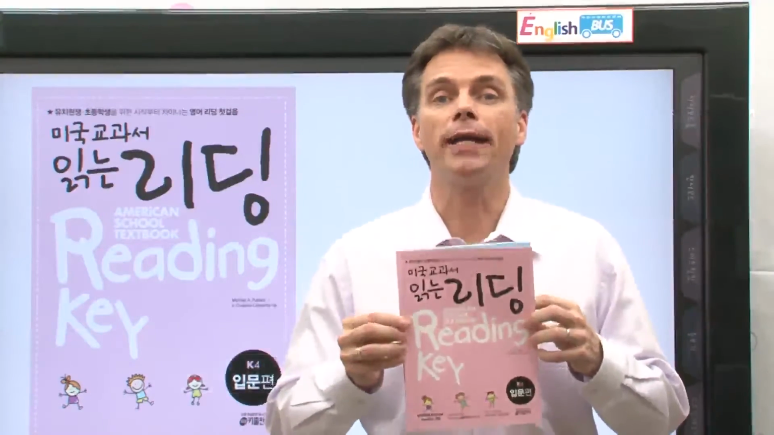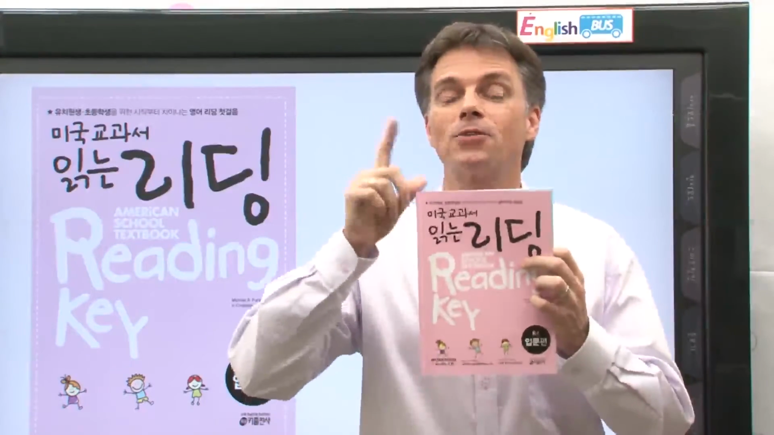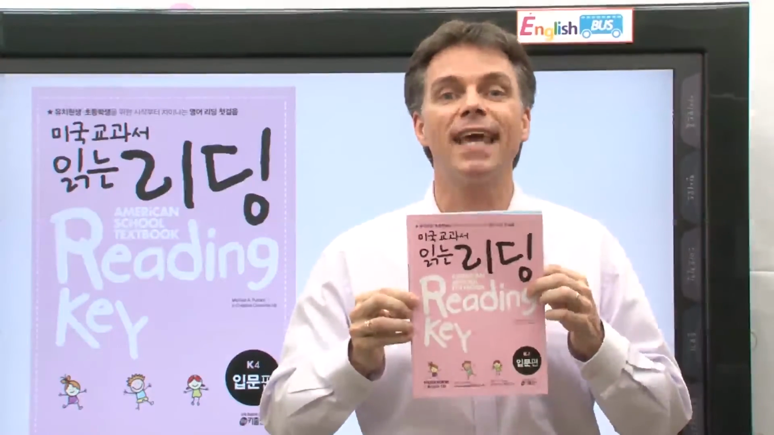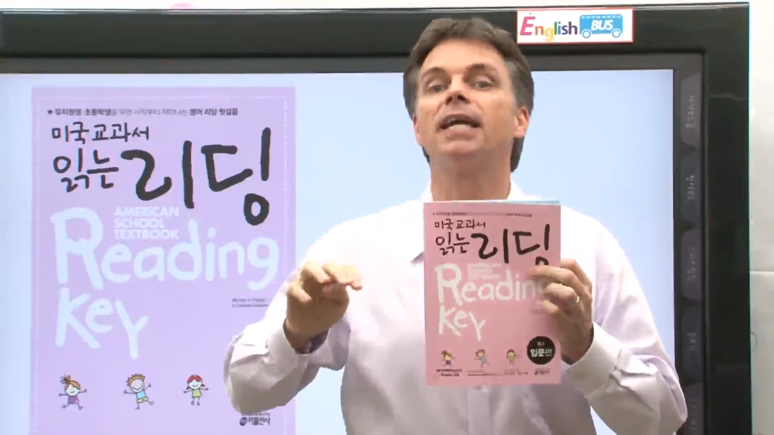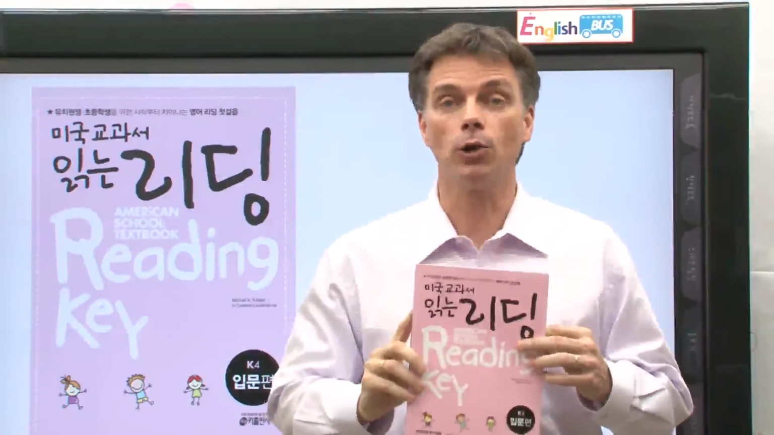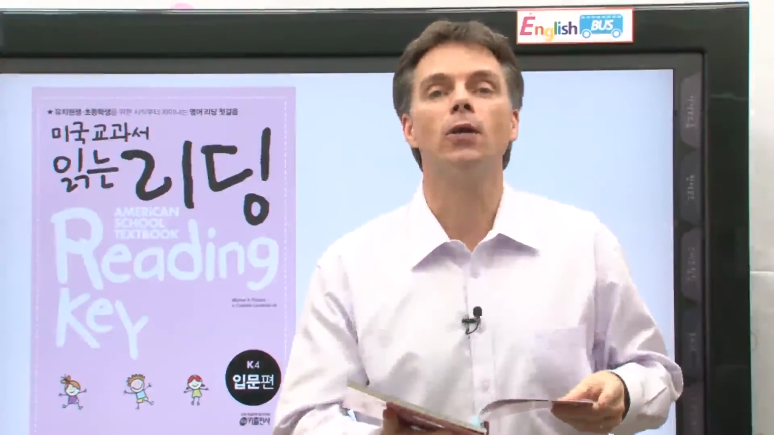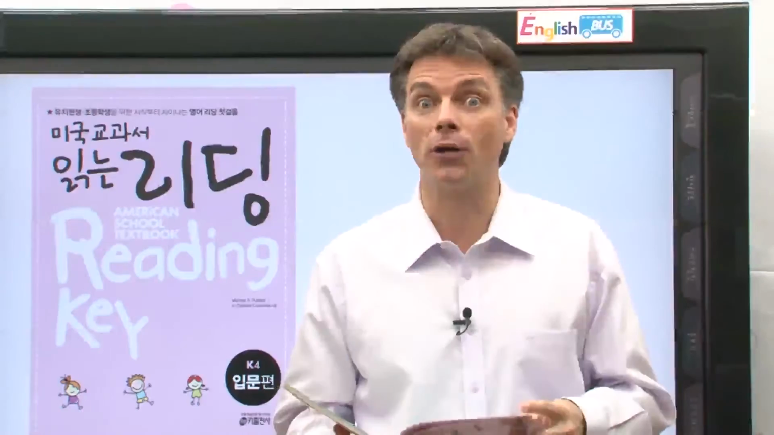Today, we're starting a new book. We're looking at Unit 1 in this book. Do you have it? It's the American School Textbook, or AST, Reading Key K4. And we're looking at Unit 1. If you have your book, open to Unit 1 on page 9. And let's see what the reading focus is.